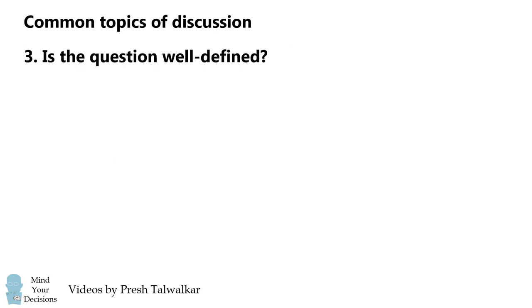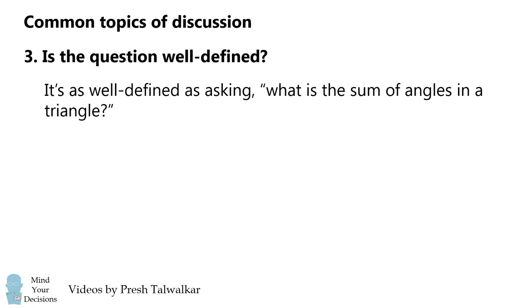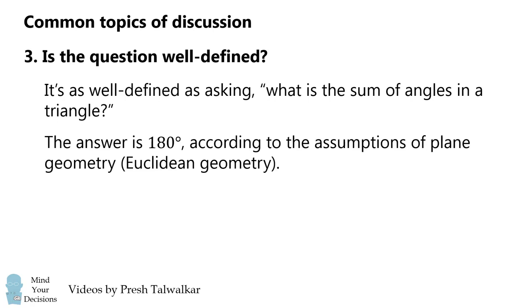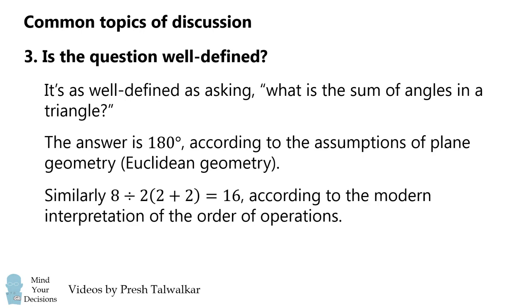Is the question even well defined? It's as well defined as asking what is the sum of angles in a triangle. Almost everyone is going to answer 180 degrees, but that's only according to the assumptions of plane geometry or Euclidean geometry. Similarly, 8 divided by 2(2+2) is equal to 16 according to the modern interpretation of the order of operations. Just as there are non-Euclidean geometries, there can be non-modern ways of interpreting this, but the modern interpretation is 16.